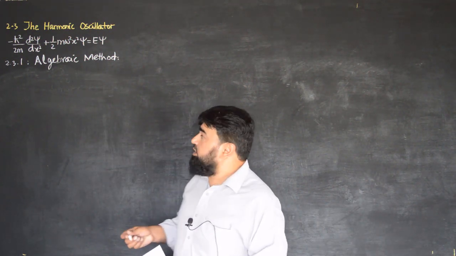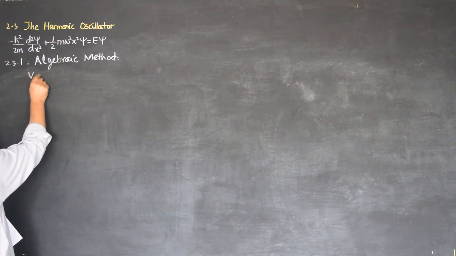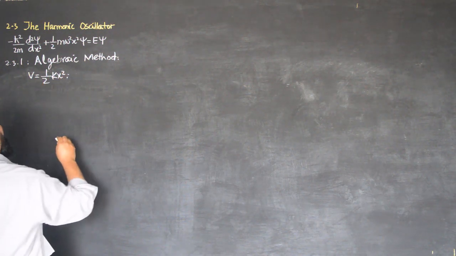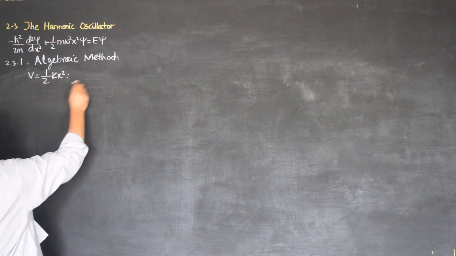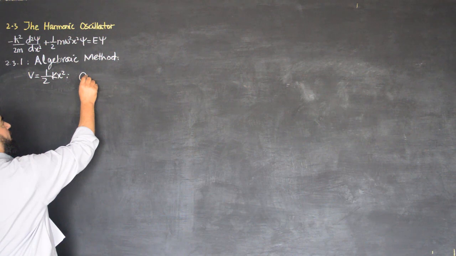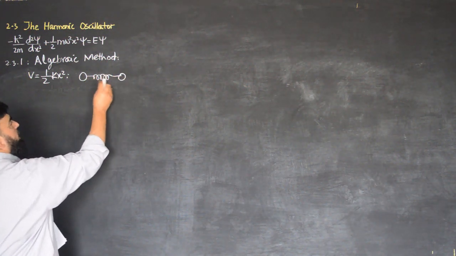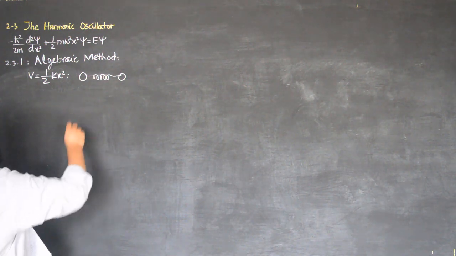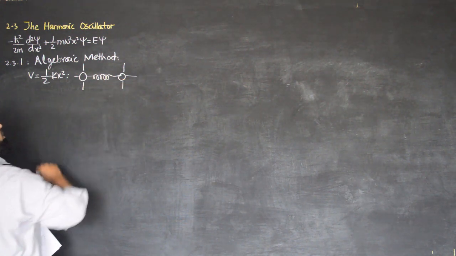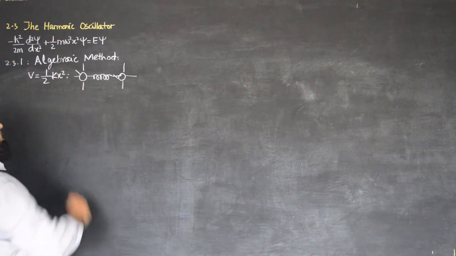So let's start. We considered our potential to be half k x square, and then this k we replaced. As you know, it's like a spring: we have an atom, and this atom is attached to another atom like a spring. So this is attached in all directions.